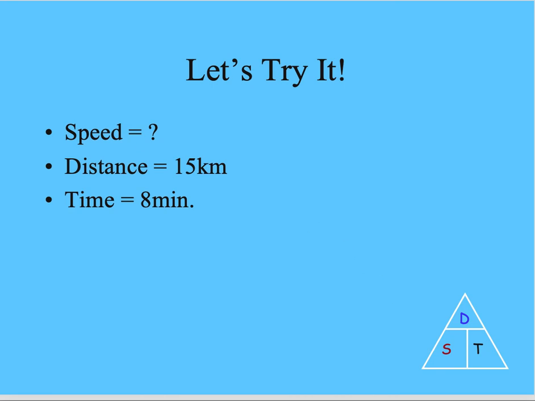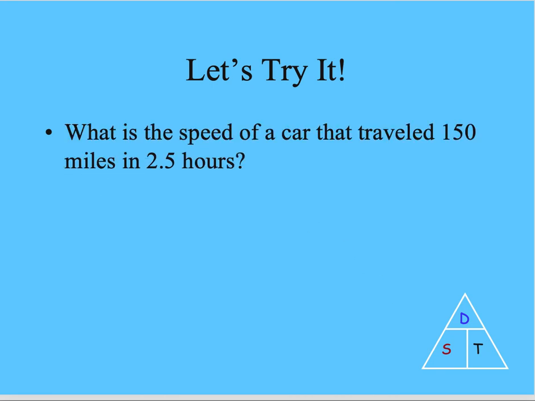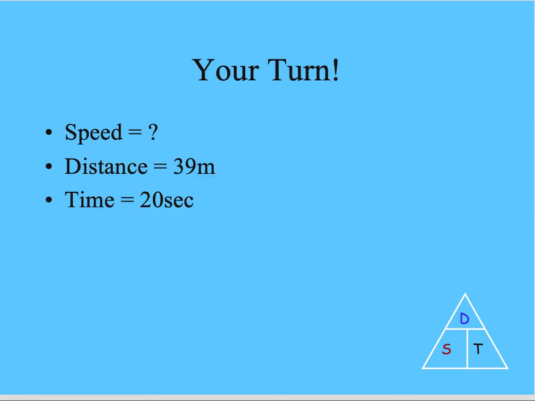Okay, let's try some more. What is the speed, still looking for speed, of a car that traveled 150 miles in 2 5/10 hours? I'm going to put that in my calculator. 150 miles divided by 2 5/10 hours. And that means that car was going 60 miles per hour, because all I needed to do was divide 150 and 2 5/10. So knowing your formula is our job this week. Knowing how to calculate speed, distance, and time.